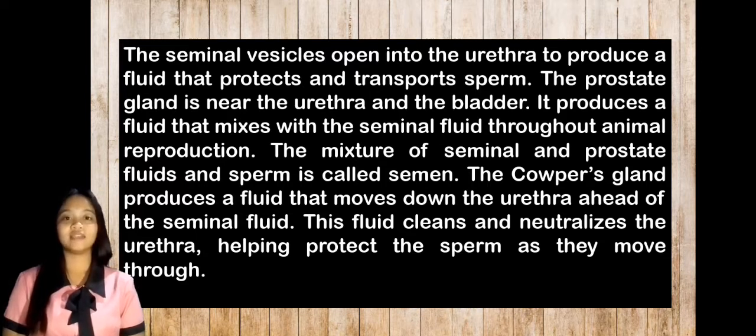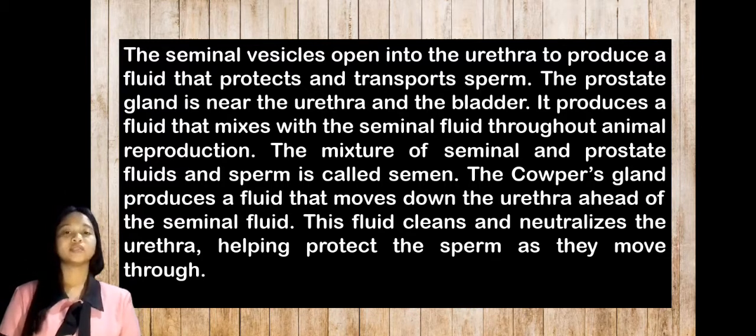The prostate gland is near the urethra and the bladder. It produces a fluid that mixes with the seminal fluid throughout animal reproduction. The mixture of seminal and prostate fluids and sperm is called semen. The Cowper's gland produces a fluid that moves down the urethra ahead of the seminal fluid. This fluid cleans and neutralizes the urethra, helping protect the sperm as they move through.